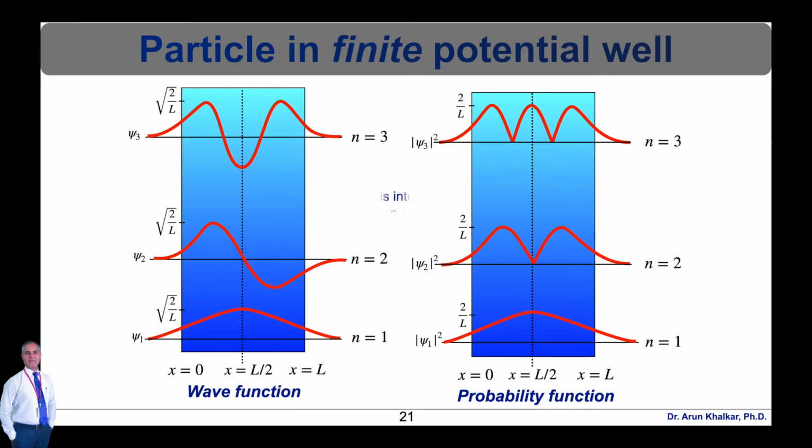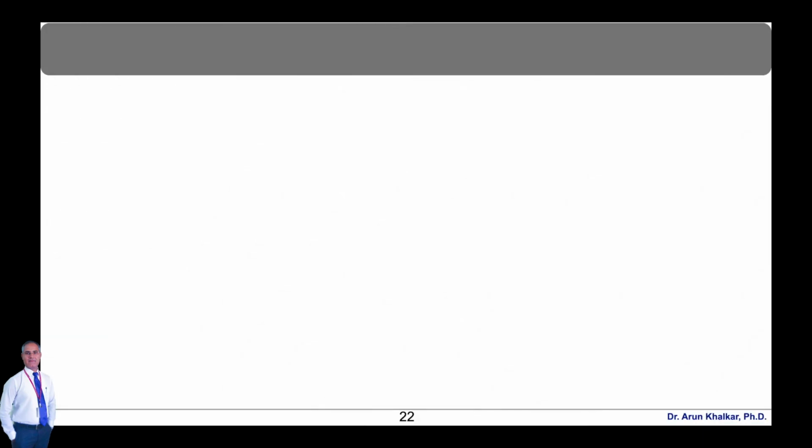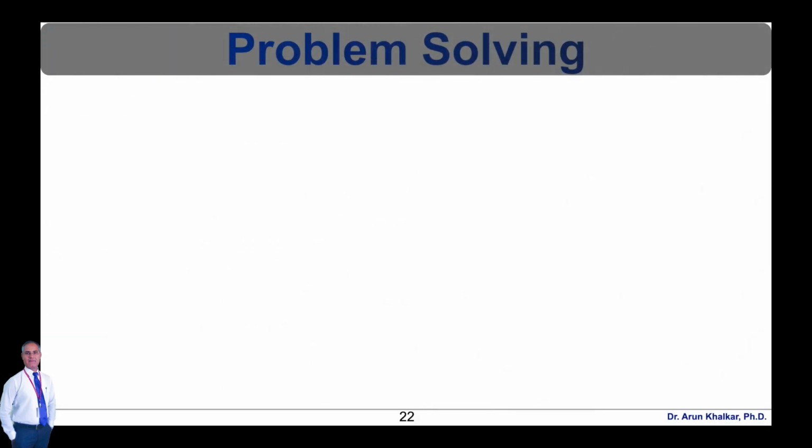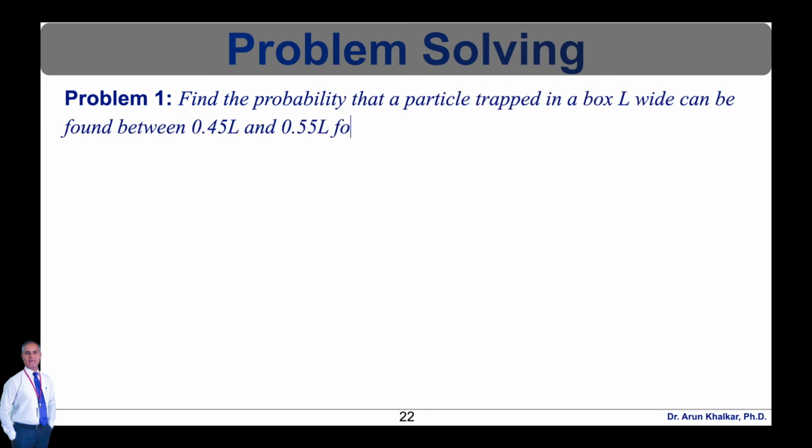So this is all about the particle in both potential wells. Now let's discuss a few problems related to this topic. Problem number 1. Find the probability that a particle trapped in a box of length capital L can be found between 0.45 capital L and 0.55 capital L for the ground state and first excited state. The solution for this problem is as follows.